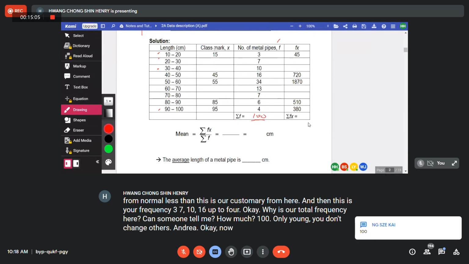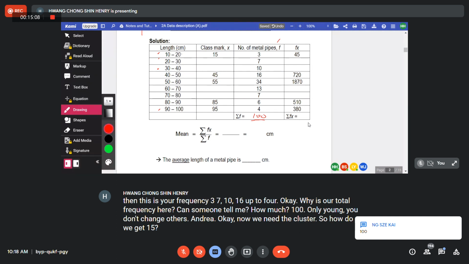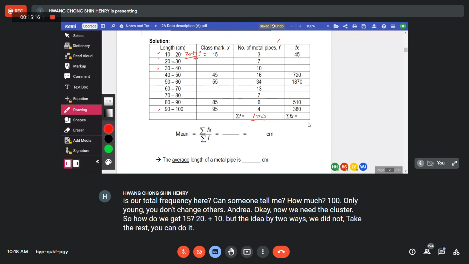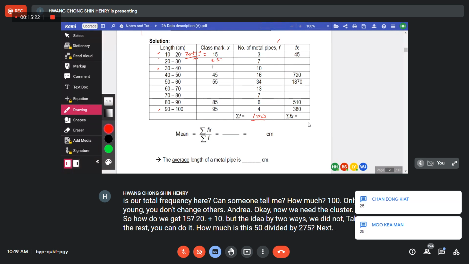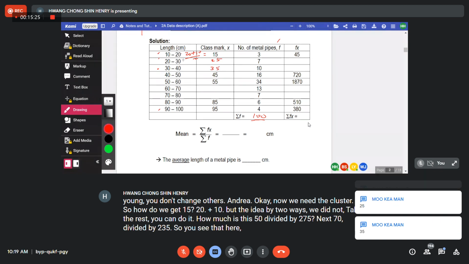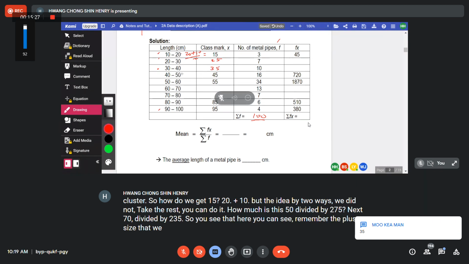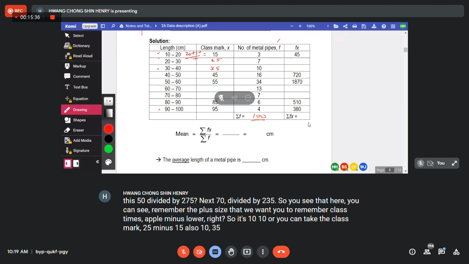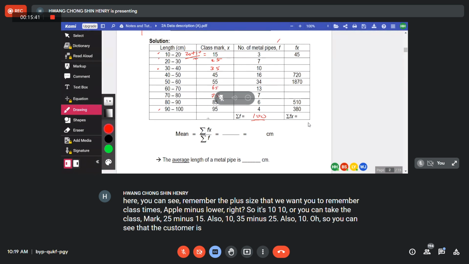Okay, now we need the class mark. So how do we get 15? 20 plus 10, 30, right? Divided by 2 is 15, no? Okay, the rest you can do it. How much is this? 50 divided by 2 is 25. Next, 70 divided by 2, 35. Remember the class size, everyone. Do you still remember class size? Upper minus lower, right? So it's 10, 10, 10. Or you can take the class mark, 25 minus 15, also 10. 35 minus 25, also 10. So you can see that the class mark is consistent and the class size here is also equal.